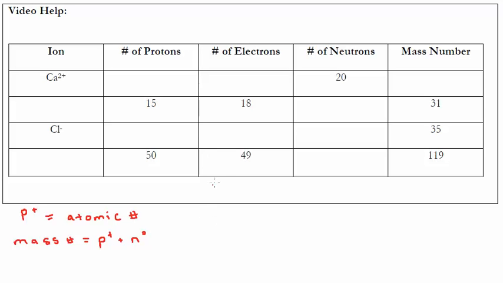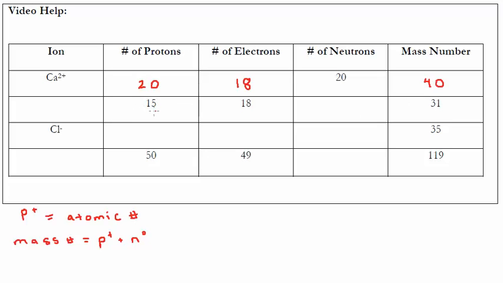Okay? So if we take a look, for example, at calcium, calcium has 20 protons. Since its ion has a +2 charge, what that means is it's got 2 more protons than electrons. So therefore the number of electrons is going to be 18. Now, the last piece of information that we're told is that it has 20 neutrons, which means since it has 20 protons and 20 neutrons, its mass number is going to be 40.